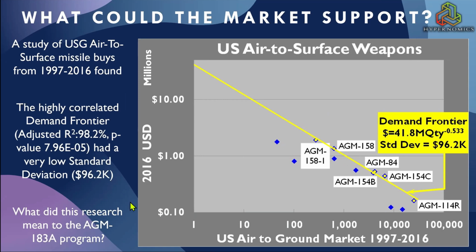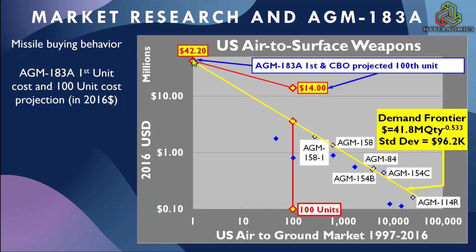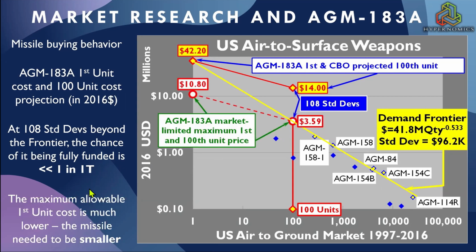So what does this research mean to the Arrow program? Well, let's look. The Lockheed Martin people had a first unit price of $42.2 million, which very incidentally happened to be just about the constant for this curve as it intersects Unit 1. And if you take this back into 2016 dollars, the Congressional Budget Office projection approximates to $14 million in 2016. It turns out that that's 108 standard deviations past the curve. So the chance of this being fully funded was less than 1 in a trillion.